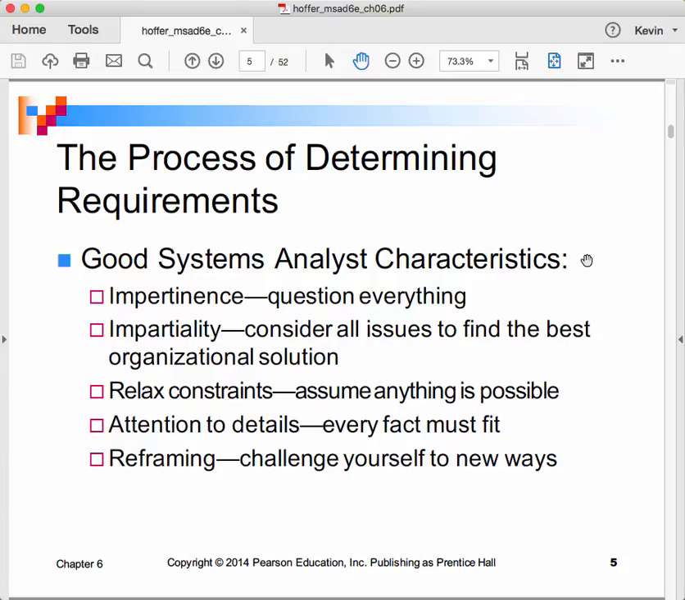Impartiality is helpful as well. So consider all issues to find the best organizational solution. Okay, so again, we're doing this because we either have a problem or an opportunity. When confronted with a problem or opportunity, most of us have a gut feel about what the right solution is. We do.